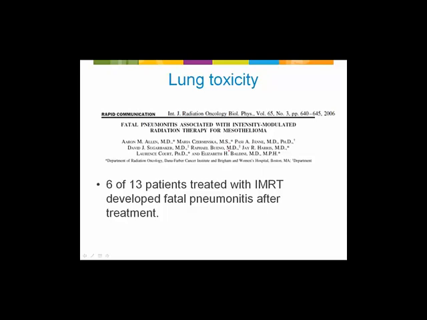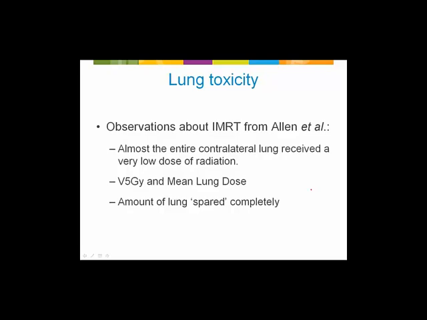Some of their observations were that almost the entire contralateral lung received a very low dose of radiation in their IMRT, and that was not characteristic of what they had seen in their 3D plans. They saw that the volume getting 5 gray in the lung and the mean lung dose were high in the IMRT patients. And they started thinking about whether this concept of the amount of lung spared completely from the beam might be an important predictive factor for lung toxicity.